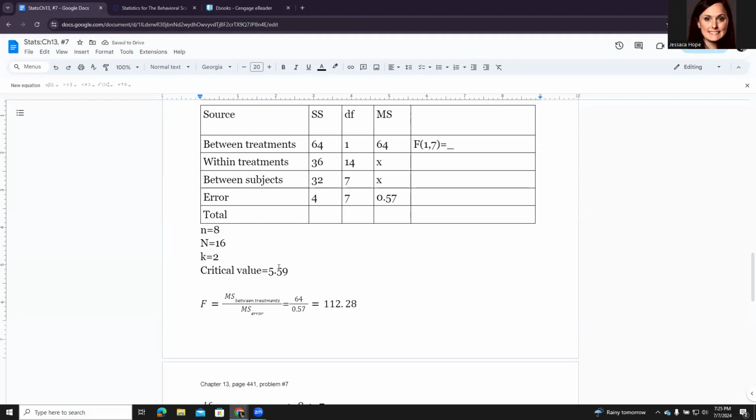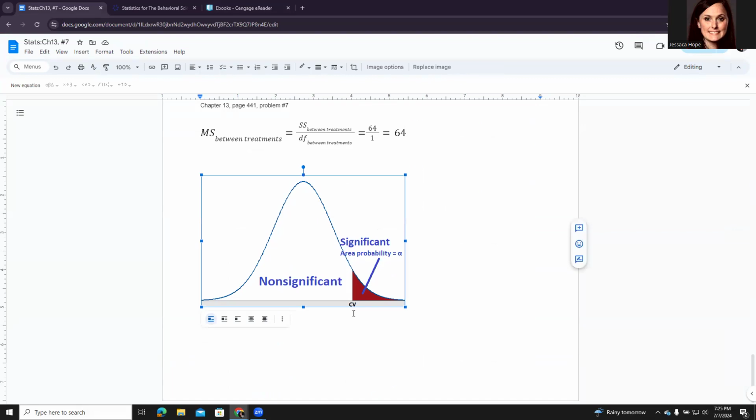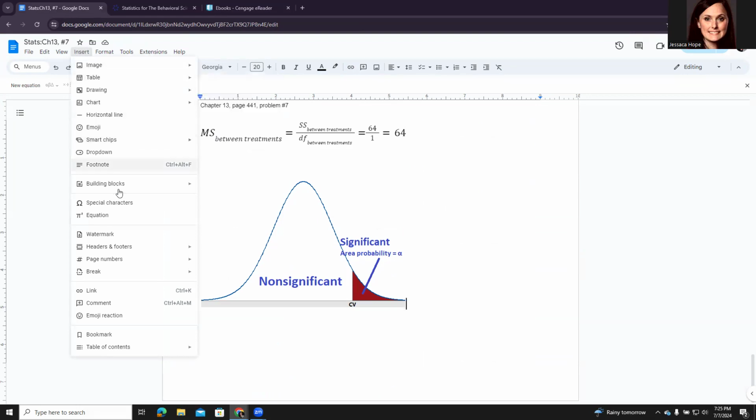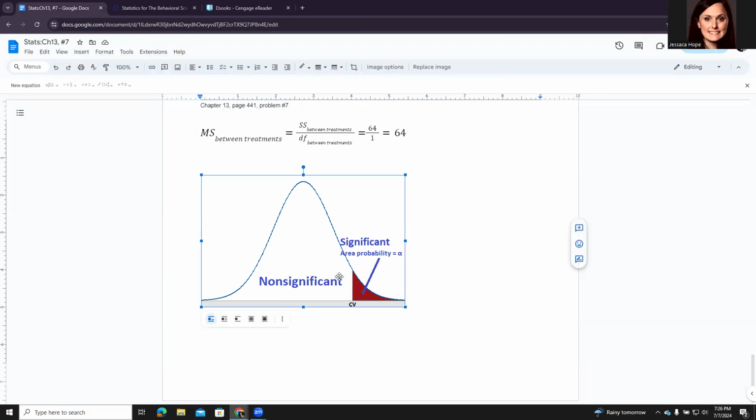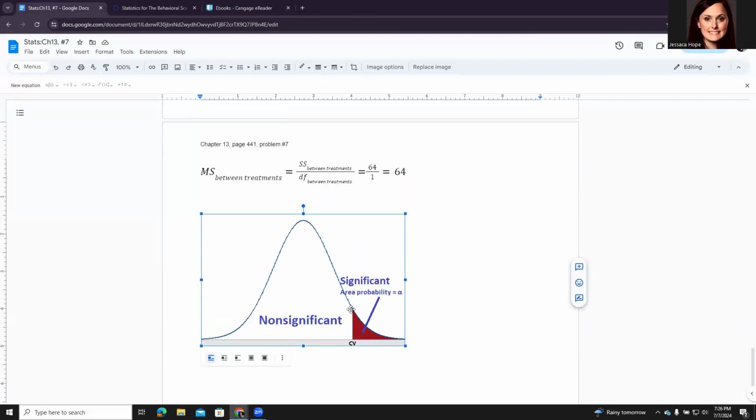If our critical value is 5.59 and our F is 112.28, basically what that's saying is that our critical value is going to be right here. Let me just draw a circle, insert a shape, maybe. Anyways, this line right here is your critical value. That is where 5.59 goes, right where that red stops. So if ours is 112 point something, that's way beyond. That is definitely past the critical value.